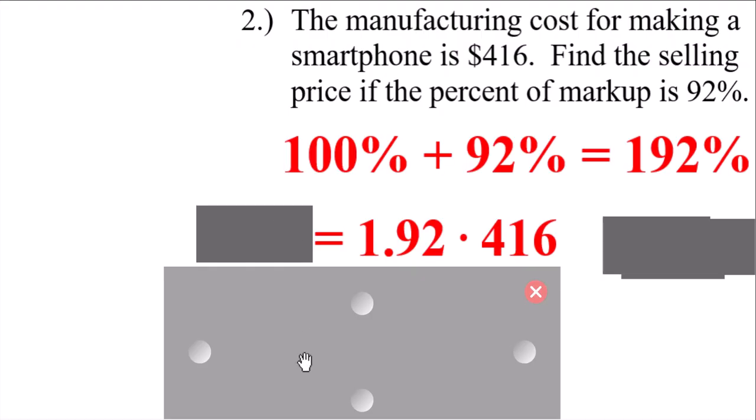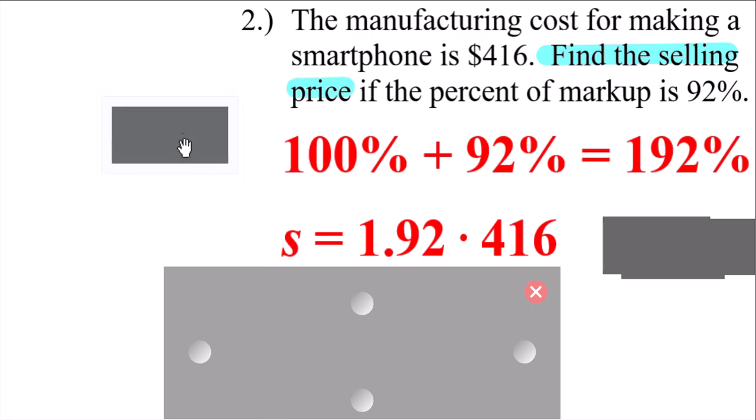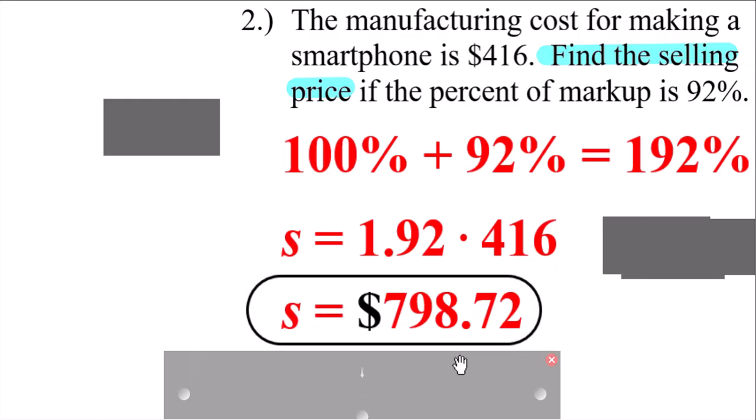final price. But if you look at the wording here on this problem, it said find the selling price, which is kind of like the final price here. It's the price we as the customer actually pays. So you can call that P if you want, or S, unless your S's look like 5s. And again, our variable is by itself, so we're just going to go ahead and multiply this in our calculator. Go ahead and do that. And that should give you $798.72. Put a dollar sign on the answer.